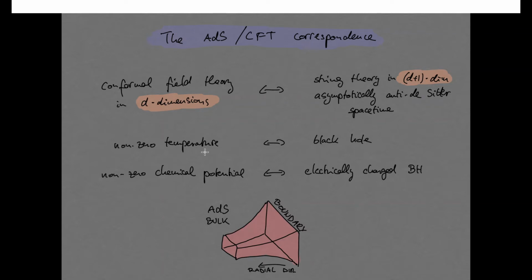We like to mimic condensed matter systems, so we also need to turn on a chemical potential. And according to the correspondence, the dual of a conserved current is a gauge field in the bulk. So we'll consider charged black branes in ADS space.